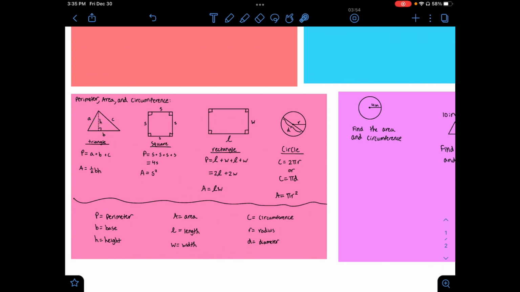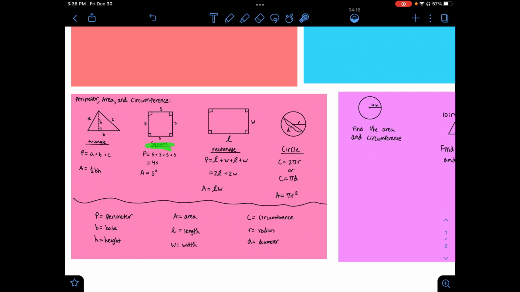So let's start with a triangle. For the triangle, the perimeter shows the outside, so you're going to add the sides. So you're going to do A plus B plus C. For area, you do 1/2 base times the height. So the base is the bottom and the height is right here. So that's how you find the area of the triangle.